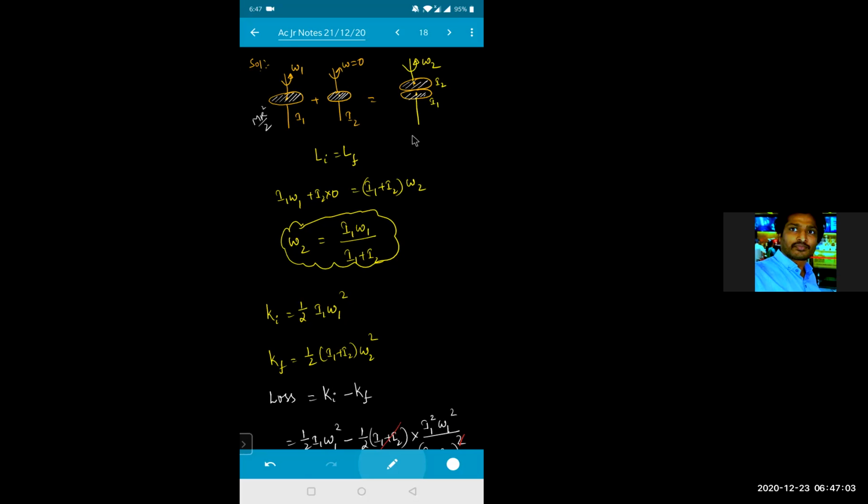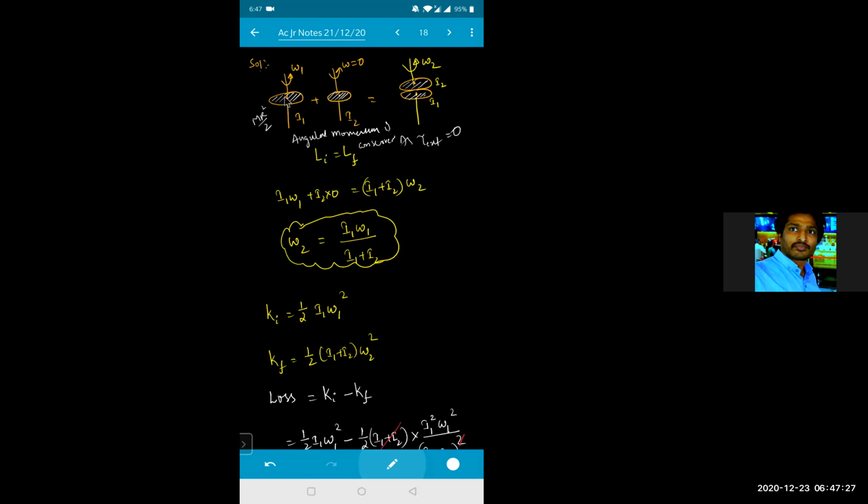So again, no external torque is acting. As the external torque is equal to 0, angular momentum is conserved. Angular momentum is conserved means what? Initial angular momentum is equal to final angular momentum.